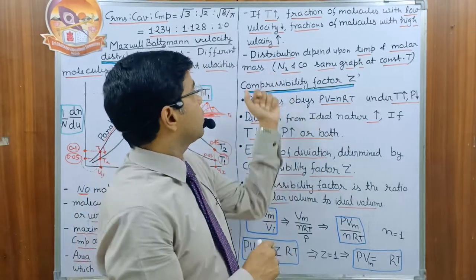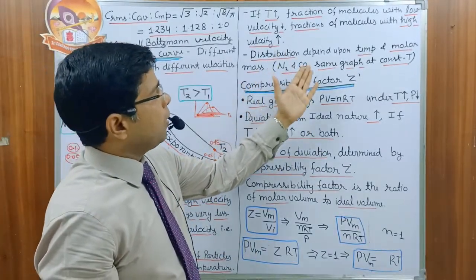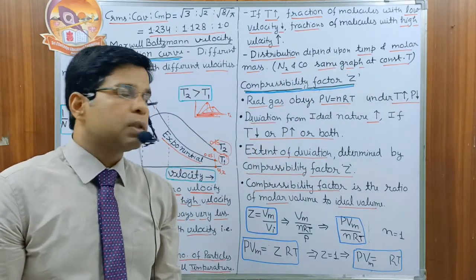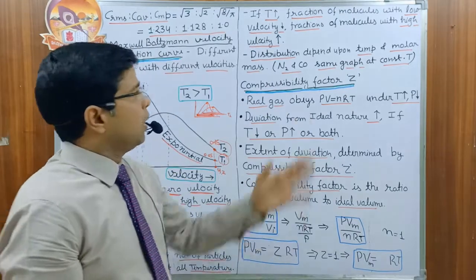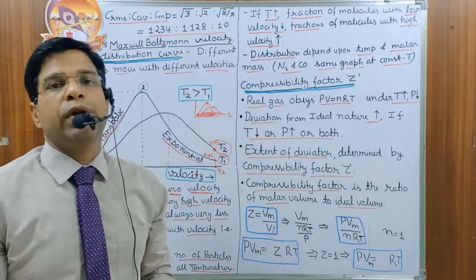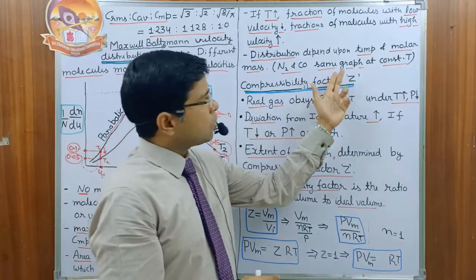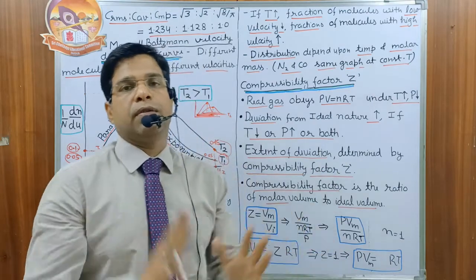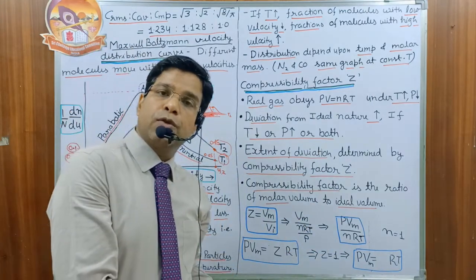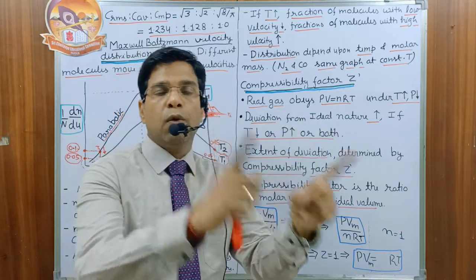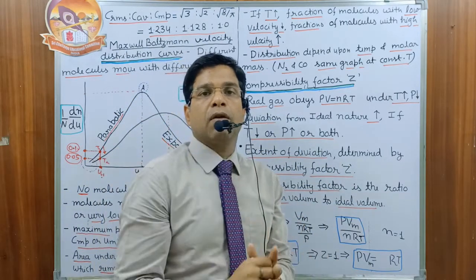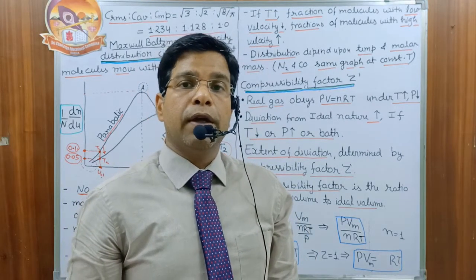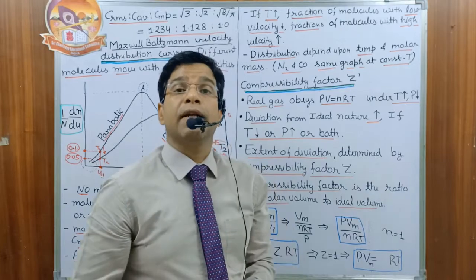So what is the last point? The distribution depends upon the temperature and the molar mass of the gas. The gases N2 and carbon monoxide have the same mass, 28 gram, so the nature of their graph has to be the same if the temperature is constant. Means the distribution, the nature of the graph, only depends upon the temperature and molar mass. If molar mass is the same, then temperature can vary the graph. And if temperature is the same, then molar mass can vary the graph.